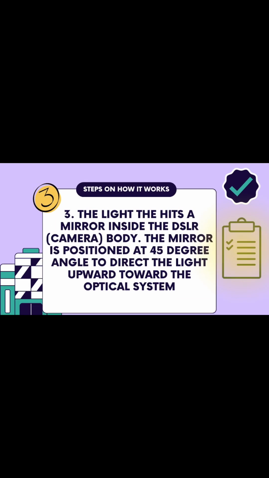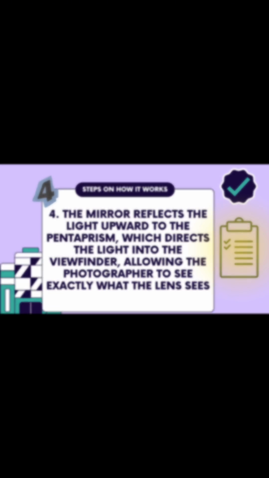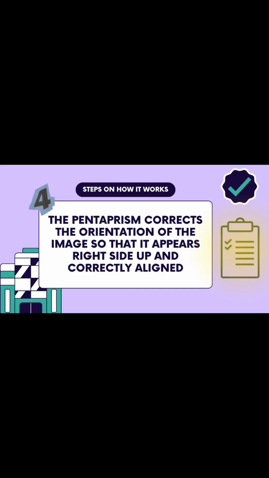The light then hits a mirror inside the DSLR body. The mirror is positioned at a 45-degree angle to direct the light upward toward the optical system. The mirror reflects the light upward to the pentaprism, which directs the light into the viewfinder, allowing the photographer to see exactly what the lens sees. The pentaprism corrects the orientation of the image so that it appears right side up and correctly aligned.